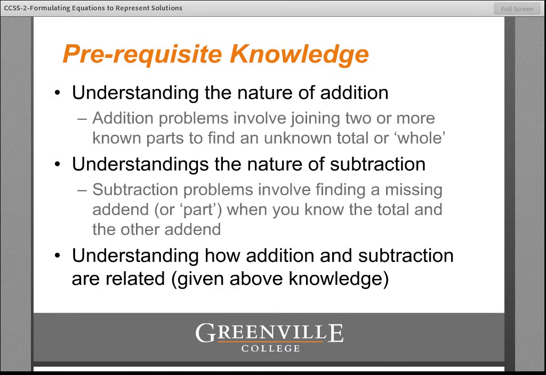We also need students to understand how addition and subtraction are related, and this involves so much more than just being able to write out fact families, which some children tend to do in a rote fashion. We really need them to understand the relationships well enough to leverage that information during problem solving.